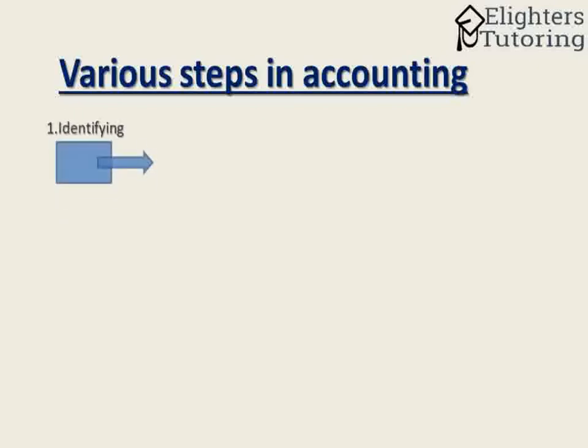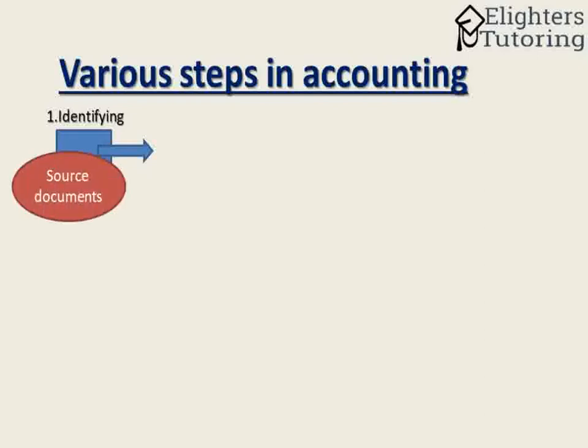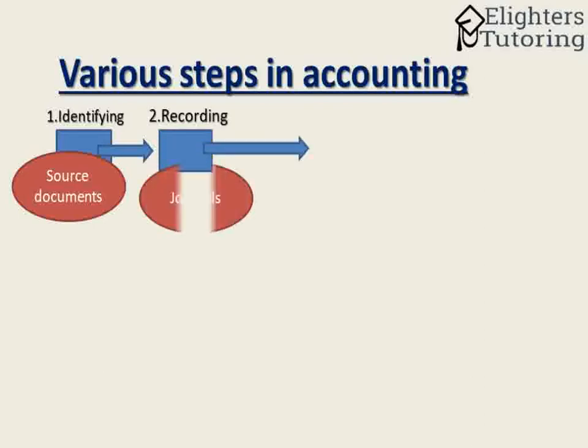Step number 1 is identifying. We identify a transaction, and we identify it from source documents. These are receipts or invoices or any other source document. Once you have done that, the next step is to record. Recording is done in a journal. A journal is a book where all transactions are recorded immediately when they are identified.